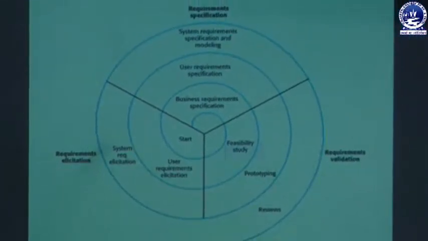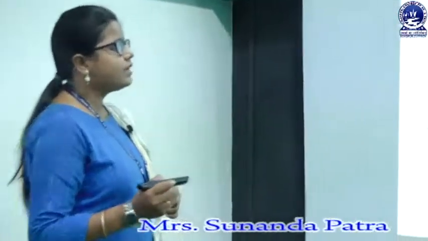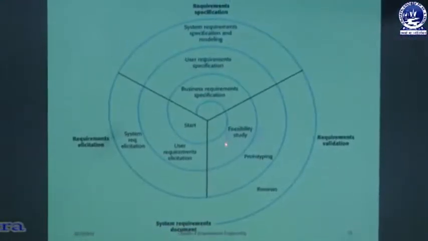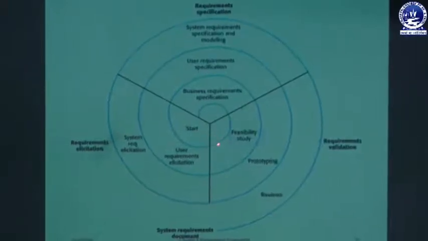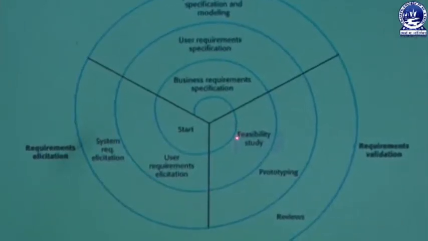What is the business specification there? What does my customer actually expect from me? Then I will go for the feasibility study, that is, can I fulfill those requirements? Do I have the technique, and if I am going to fulfill this requirement, is it within my budget? So that is the feasibility study. If it is technically and economically sound, then we will go for the user requirement elicitation.